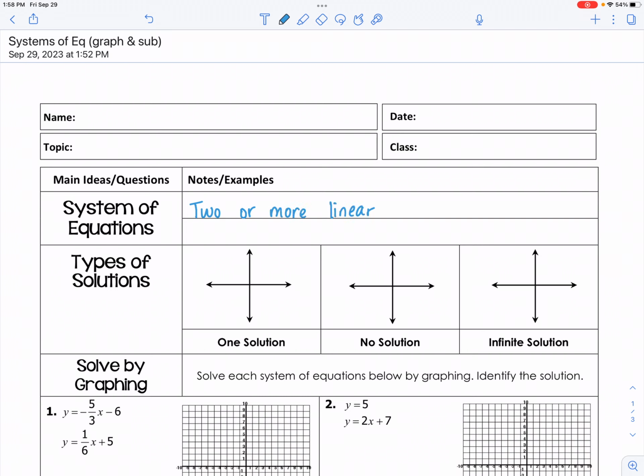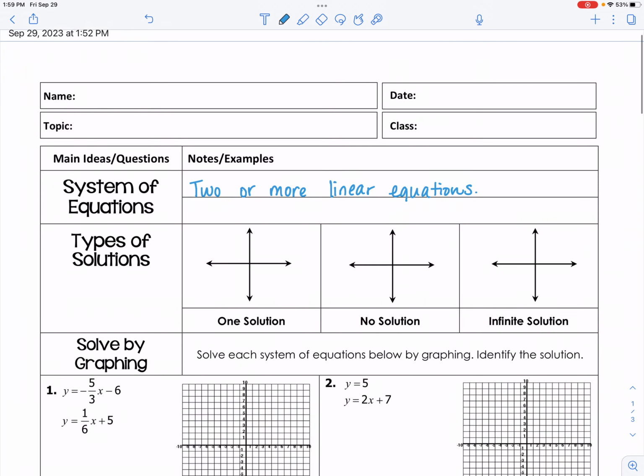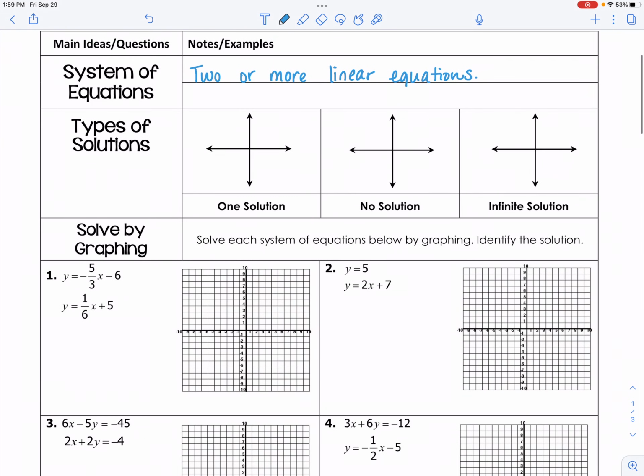linear equations. This could be word problems that you're trying to figure out where you have to set up your linear equations. But we're looking at two or more linear equations and solving this system of equations. Well, when we're solving, what that means is we're looking for a point of intersection. Where do the two or more linear equations intersect?